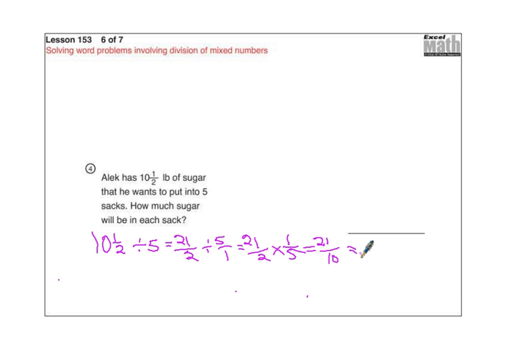2 and 1/10. What? Sugar. Sacks. How much sugar? Pounds. How much sugar? 2 1/10 pounds. There we go. 2 1/10 pounds in each sack.